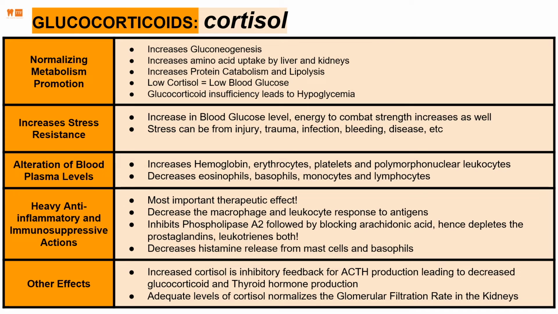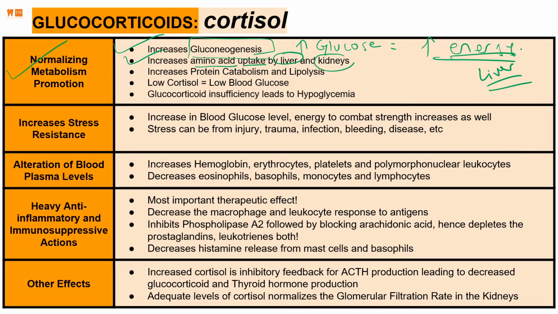Okay, cortisol, normalizing metabolism promotion. It increases gluconeogenesis, new glucose formation. So increases glucose in the bloodstream. Guess what glucose does? Gives us energy, right? When we're weak, we eat a chocolate bar and we're hyper. That's gluconeogenesis, guys, in the liver. Okay, imagine this, liver. It increases amino acid uptake by the liver and kidneys. It increases protein catabolism and lipolysis. This is breakdown of all material in the body that produces sugar as a byproduct. And then it goes into the bloodstream.